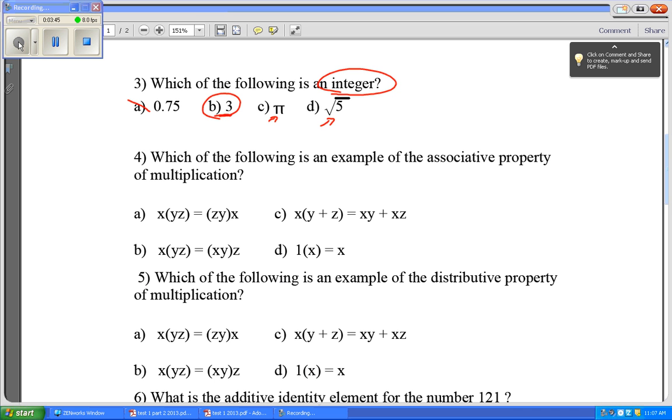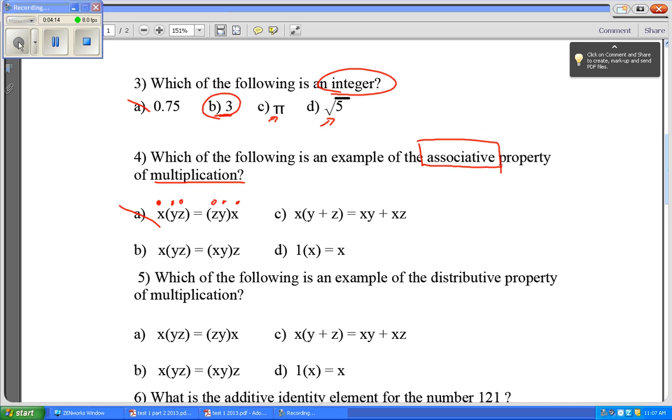Number 4, which of the following is an example of the associative property of multiplication? The first thing that we do is check to see if any of the answers are in addition, showing the associative property of addition. No, they're not. They're all in multiplication. Associative property means who are you hanging out with? Who are you associating with? So the order stays the same. X, Y, Z. Z, Y, X.